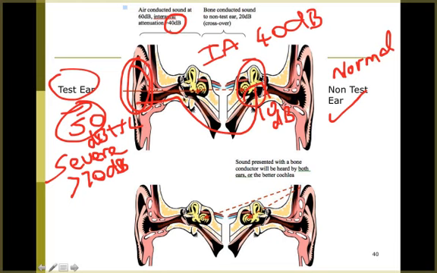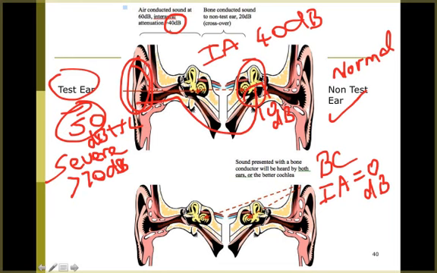Okay, so that's for air conduction. In bone conduction, when you're doing BC testing with a bone vibrator, the interaural attenuation is close to 0 dB. In other words, however much sound you give on one side travels over to the other side. So there is no energy lost when sound travels from one side to the other when you're doing bone conduction.